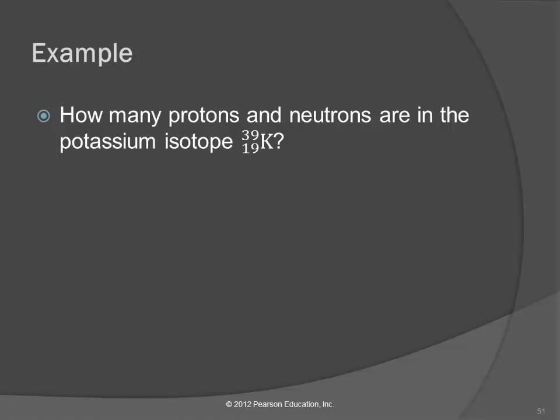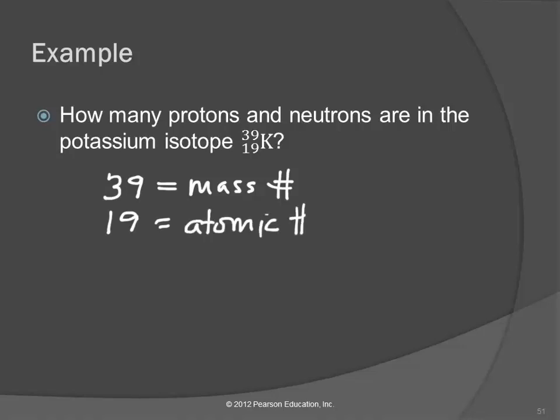How many protons and neutrons are in the potassium isotope K with a 39 over 19? Well, what does that 39 mean? That's the protons plus the neutrons. That's the mass number, right? And 19 is the atomic number, the number of protons. If we subtract those, we get 20, and what's that? The number of neutrons. So this one has 20 neutrons. The atomic number equals the number of protons.